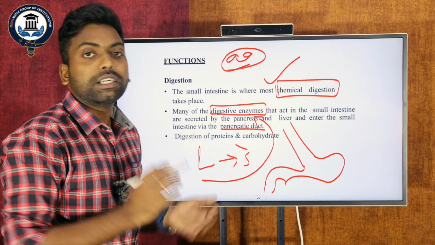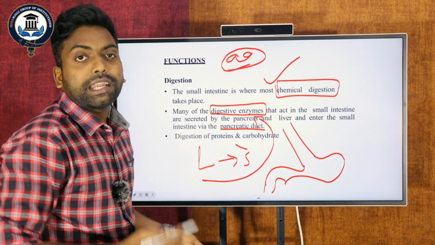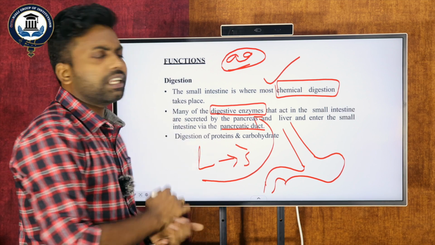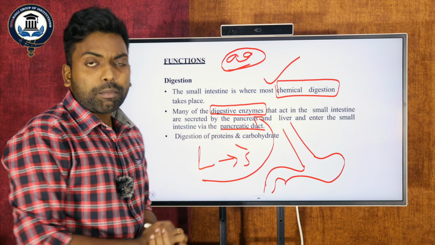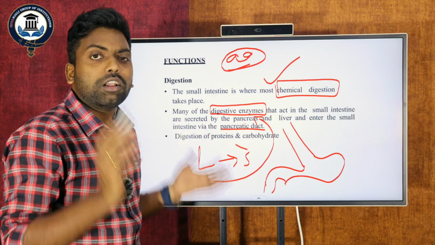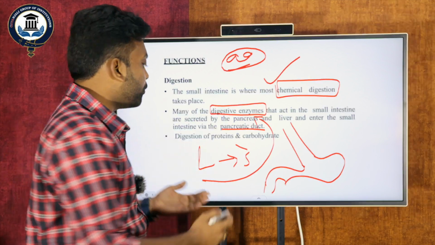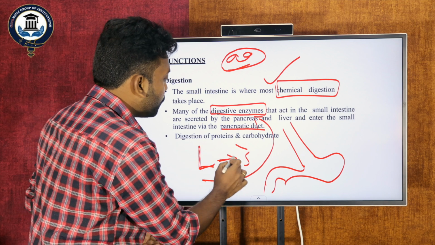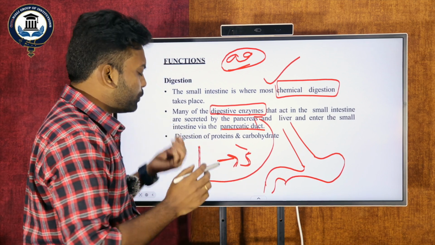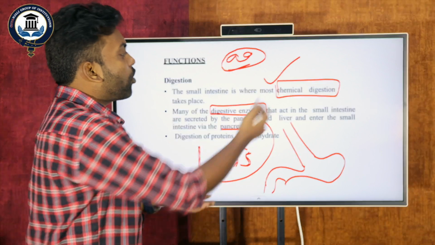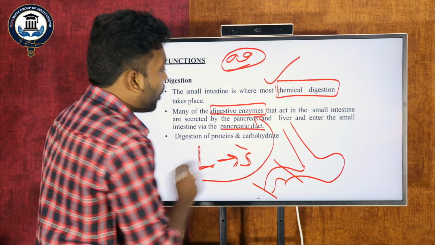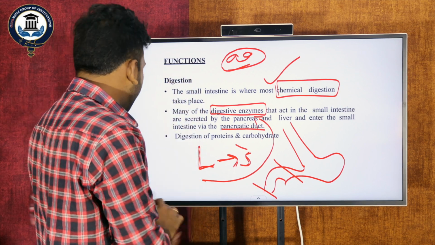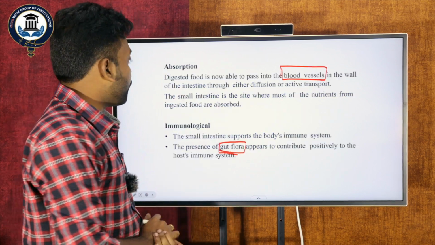There are a lot of digestive enzymes. Pancreatic enzymes, the liver is secreting some enzymes, the small intestine is secreting, or else the stomach is secreting. All these enzymes are added to the food, converting large particles into small particles. That is called chemical digestion. It takes place in the small intestine. So that is the main function we can find, which is digestion.